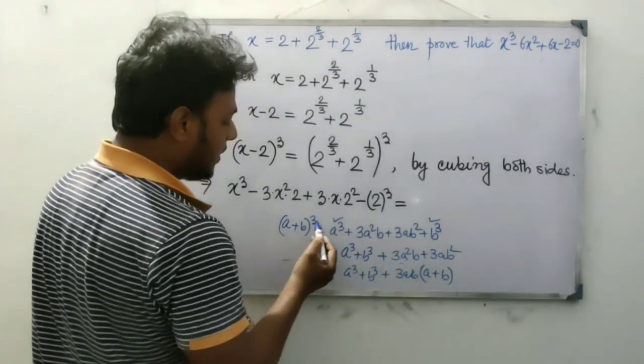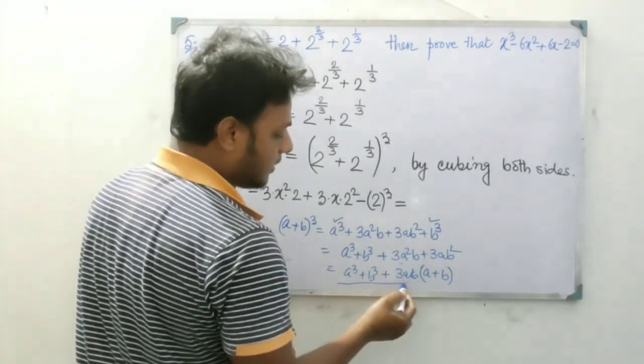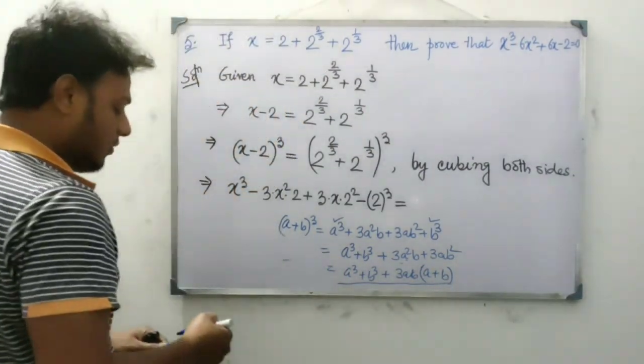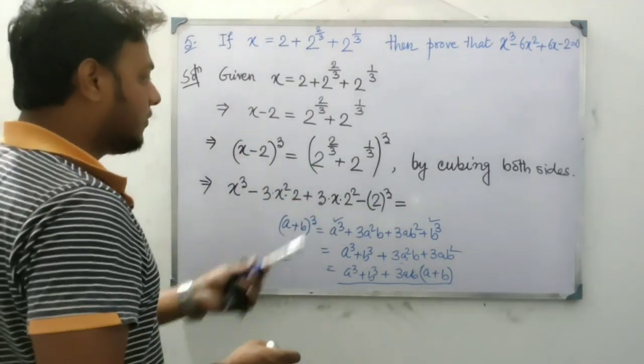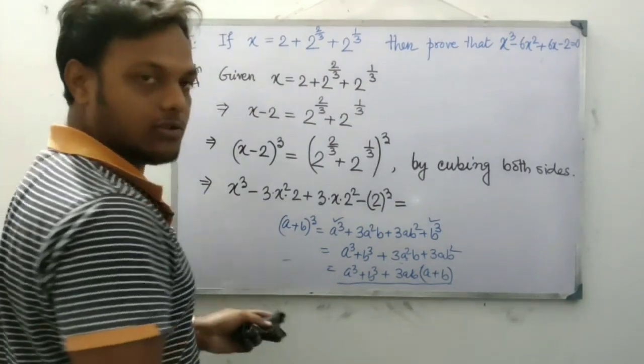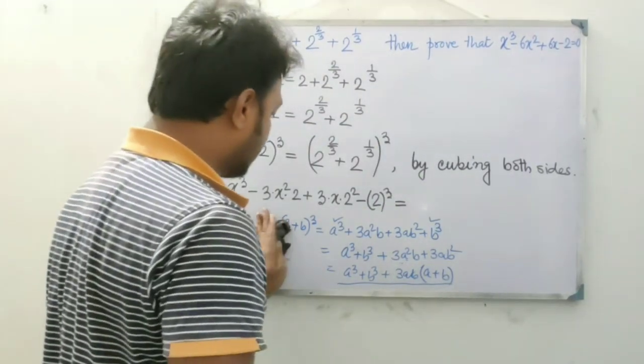So in the place of (a plus b) whole cube we can also write this part, that is a cube plus b cube plus 3ab into (a plus b). Okay, I am using that part for the right hand side. Actually we will get the advantage, that is why.